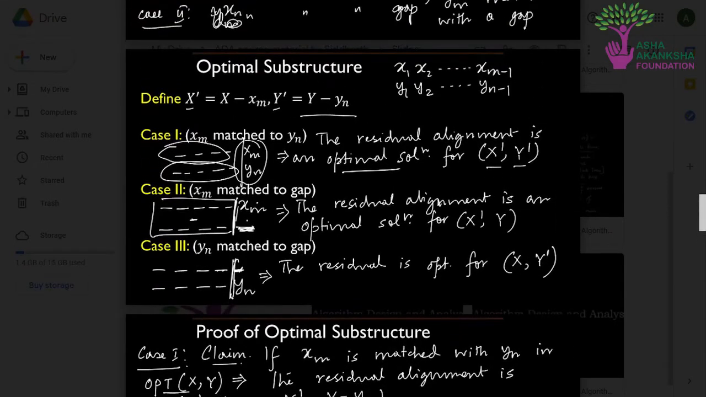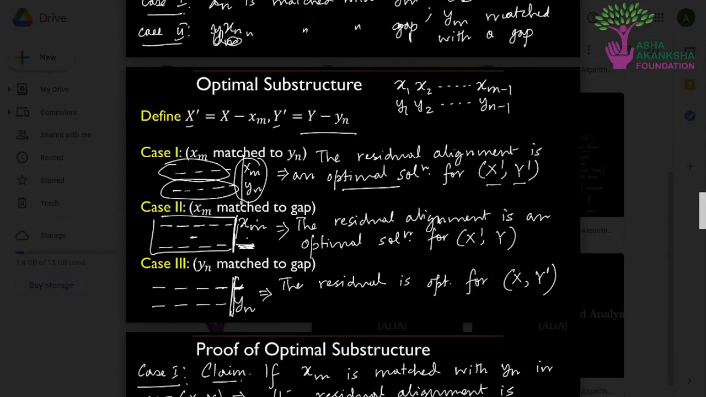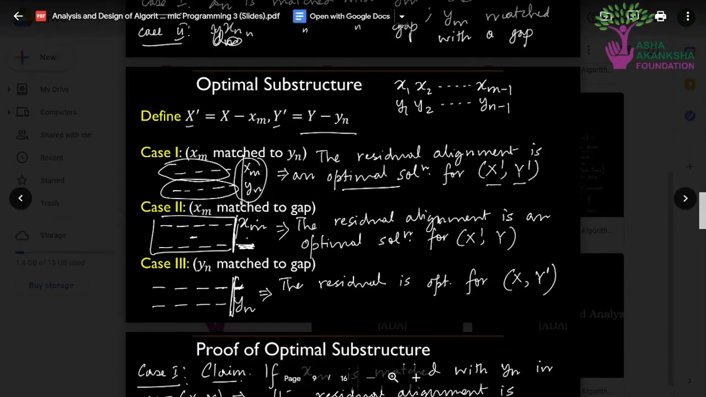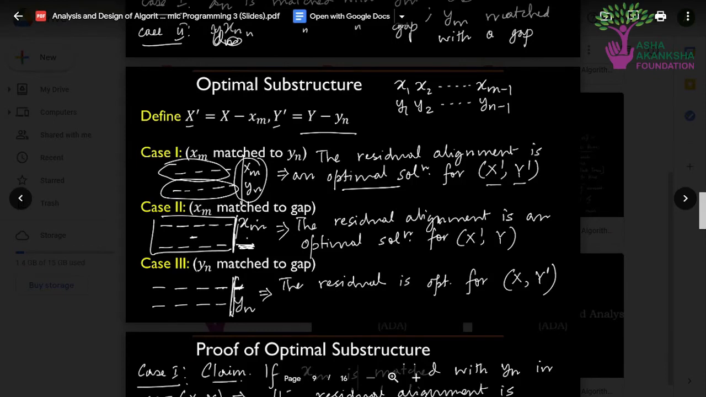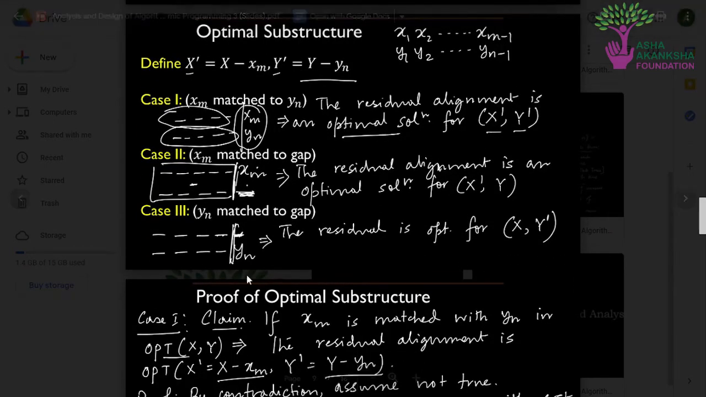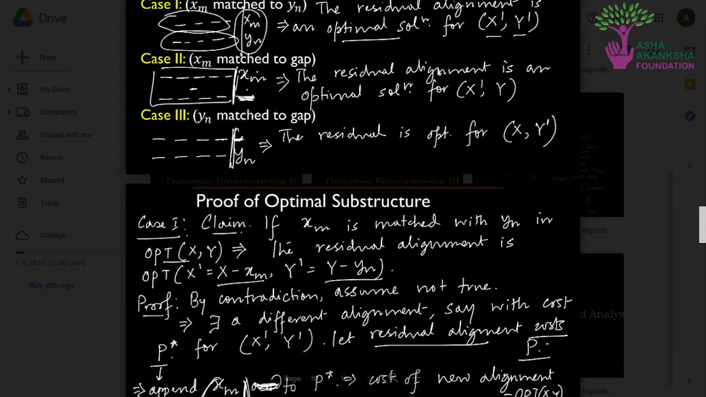Now in the final strings, that is x cap and y cap, it can be the case that xm is matched to a gap. Now we just align xm with a gap, and the residual alignment is an optimal solution of x cap, but in this case there is no character of y included. Why? Because this is a gap, not a character in the original string, and hence this does not count as any character of y being included. So the residual alignment is the optimal solution of x cap comma y. Similarly, when yn is aligned to a gap, the residual is the optimal for x comma y cap.